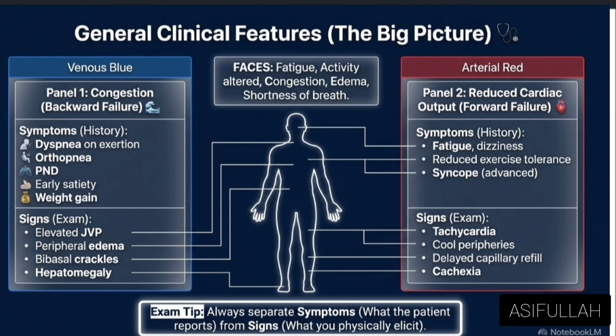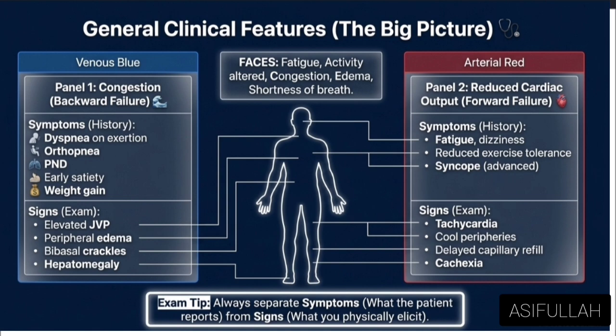Well, think of the mnemonic phases: fatigue, activity altered, congestion, edema, and shortness of breath. Backward failure gives you those venous blue signs, right? Things like weight gain and elevated JVP. Forward failure, on the other hand, drops into the arterial red category, reduced output signs like a fast heart rate and cool hands and feet.